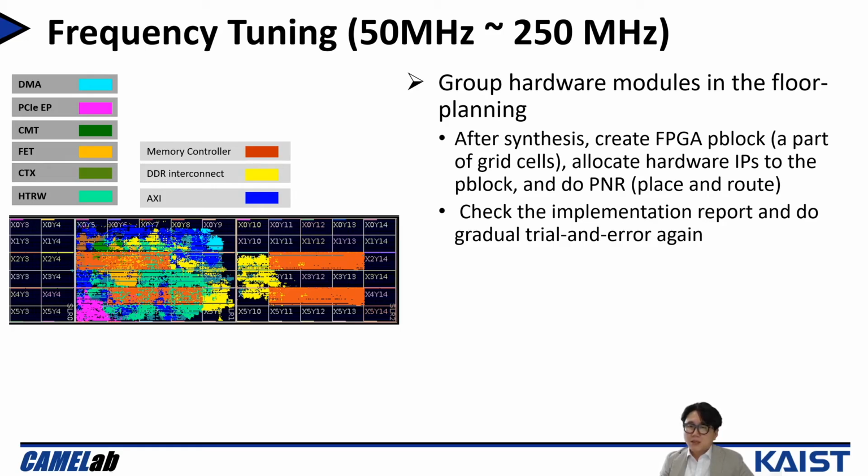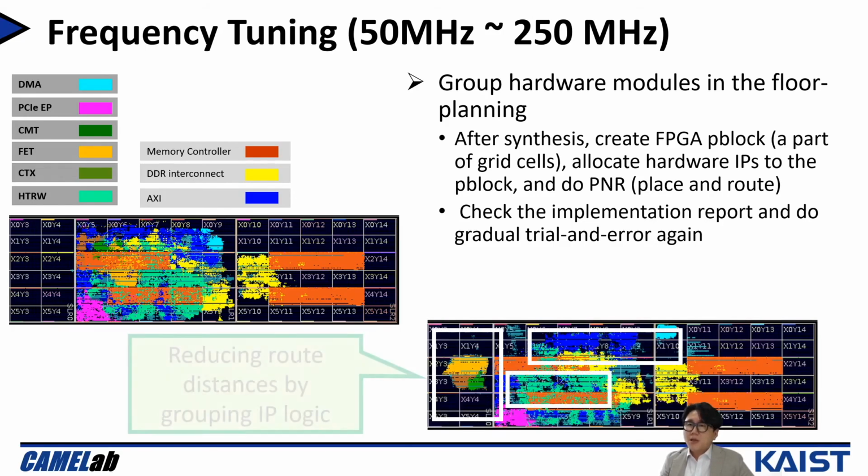Even though register slices and route splits can help to increase the frequencies, long routes among the multiple logic models still exist. In the floor planning, we dedicate different models to different parts of grid cells by allocating hardware IP per FPGA P-block and perform the place and route again. Like the synthesis optimization phase, this PNR is also performed in a gradual trial-and-error manner, which is a very time-consuming job.